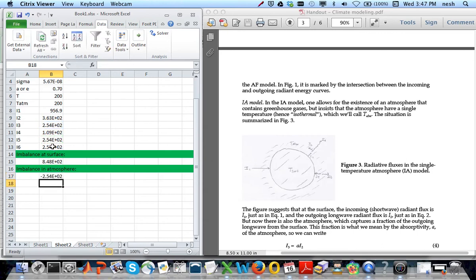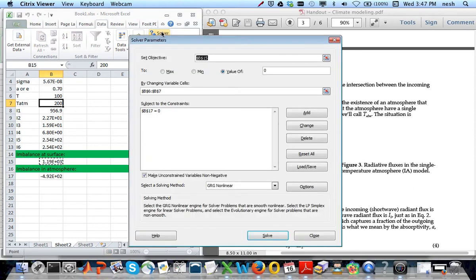And there we go. So you can see that these numbers that I've entered do not produce a radiative balance. We've got imbalances at the surface and at the atmosphere. Obviously, if I changed these numbers, I could alter those imbalances. But it's kind of a bother to change both the temperature of the planet and the atmosphere. It's a lot easier to get Excel to do this for us. So let's do that.